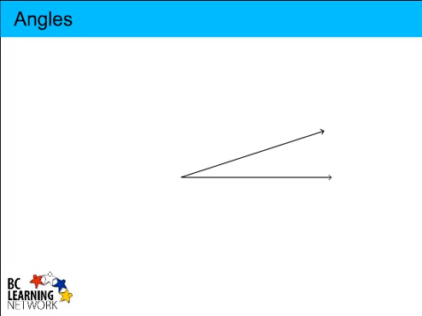An angle is created when two lines come together, and the distance between them is the angle. Each line of the angle is called an arm, and the point where the two arms meet is called the vertex. So the distance from one arm to the other is what is measured as the angle.